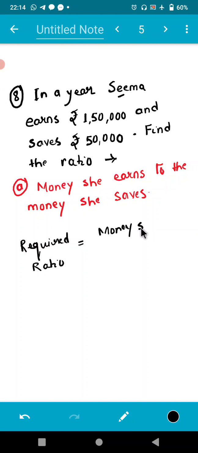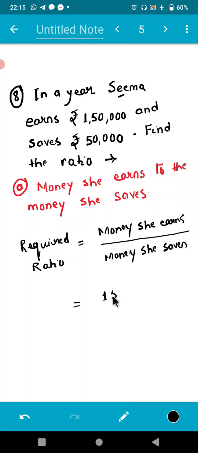Money she earns, so it is already given in the question, upon money she saves. This is also given in the question, money she saves. Now how much money she earns? 1,50,000. And how much money she saves? 50,000. Okay, now let's reduce this. So we'll reduce all the zeros. Okay, so that will be 5 ones are 5, 5 threes are 15. So your required ratio would be 3:1.